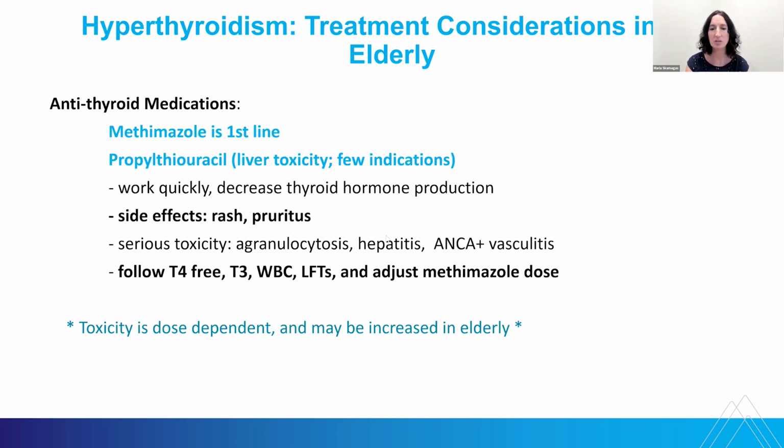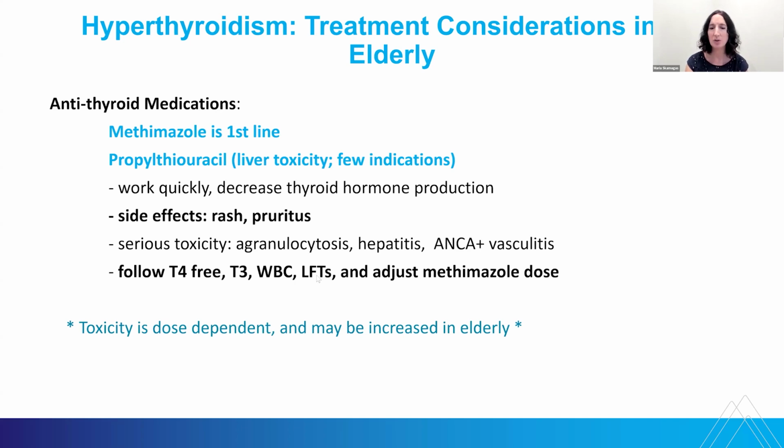So agranulocytosis, hepatitis, and ANCA-positive vasculitis, rare, but I've seen it. So when you use antithyroid meds, we're going to be following their T4, their T3. You can also track the TSH, and we're going to look at that white count with the first set of labs, because if agranulocytosis does happen, it tends to happen within the first couple of months.